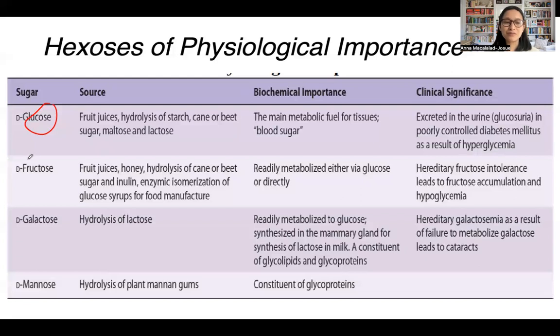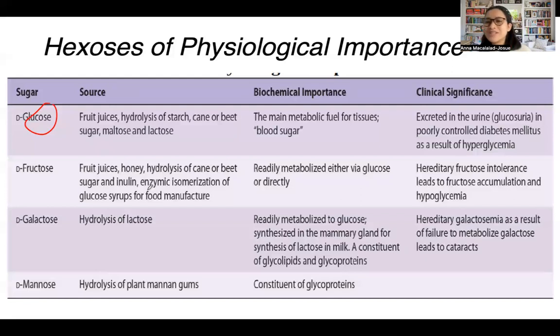And of course, you have your fructose. Fructose is mainly found in fruits. Example would be fruit juices and even honey, the hydrolysis of cane or beet sugar and inulin. And if you have enzymic isomerization of glucose syrups for food manufacture, so if you're familiar with high fructose corn syrup, that's frequently found in food.